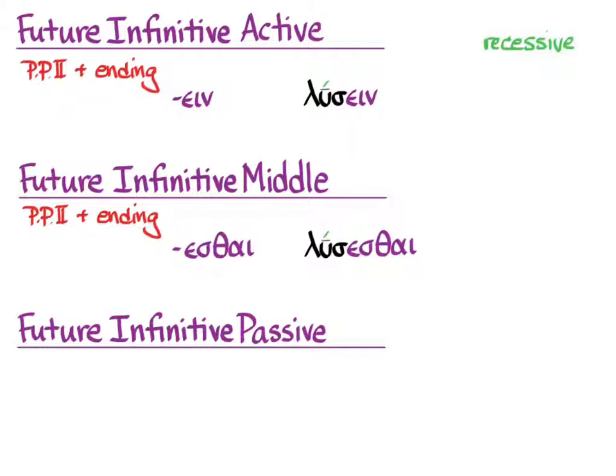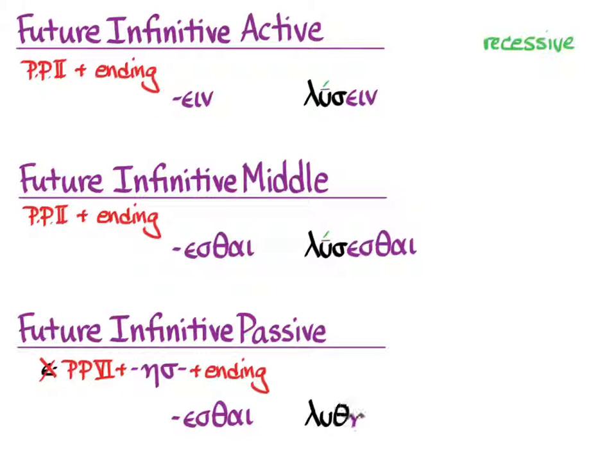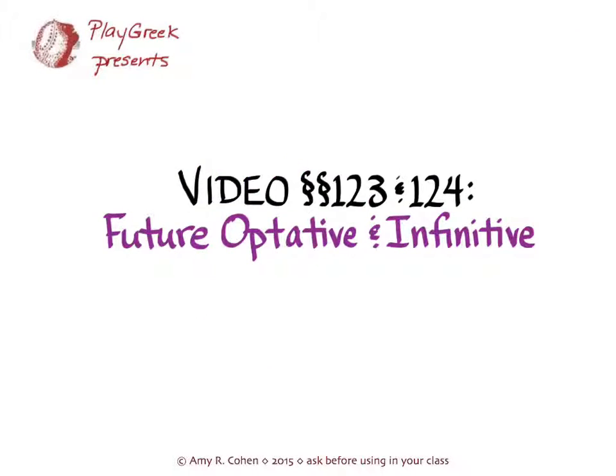And the future infinitive passive, of course, comes from the unaugmented sixth principal part stem with the thes added syllable, the thes infix, and the ending, which again should not surprise you, esthai. And so altogether, with the recessive accent, it's luthesesthai. And that is what you need to know about the future optative forms and the future infinitive forms, which will come in very handy as we move on to indirect statement in Greek.